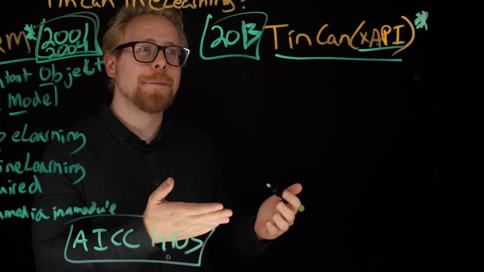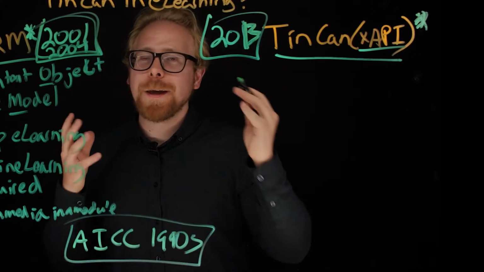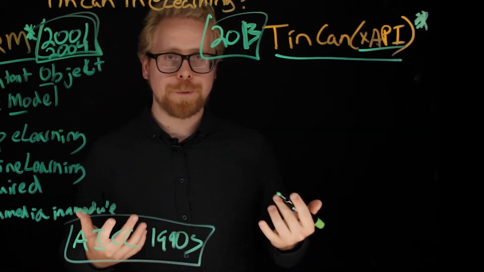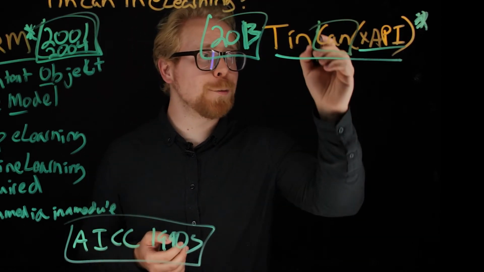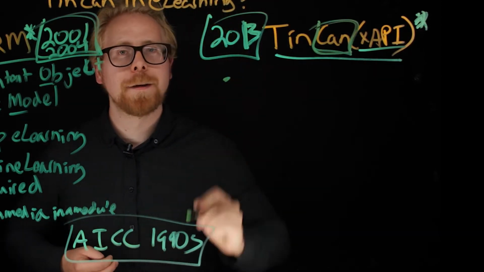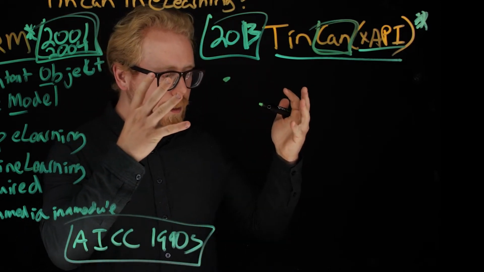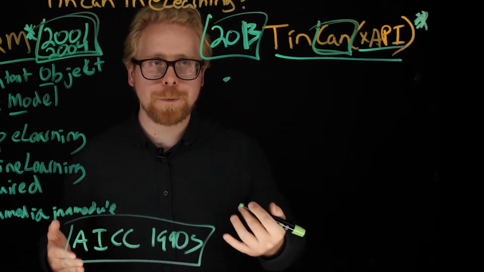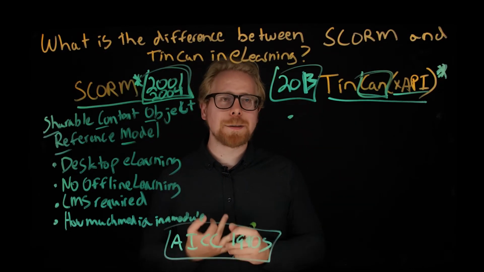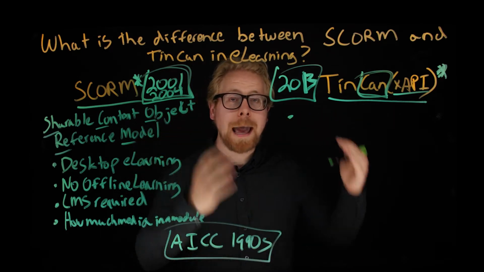Enter Tin Can, which is also almost a decade old, by the way. But here's what Tin Can can do. Tin Can is aware that learners are going to learn where they want to learn. So Tin Can's standards and specifications when it comes to e-learning is all about learners learning anywhere.